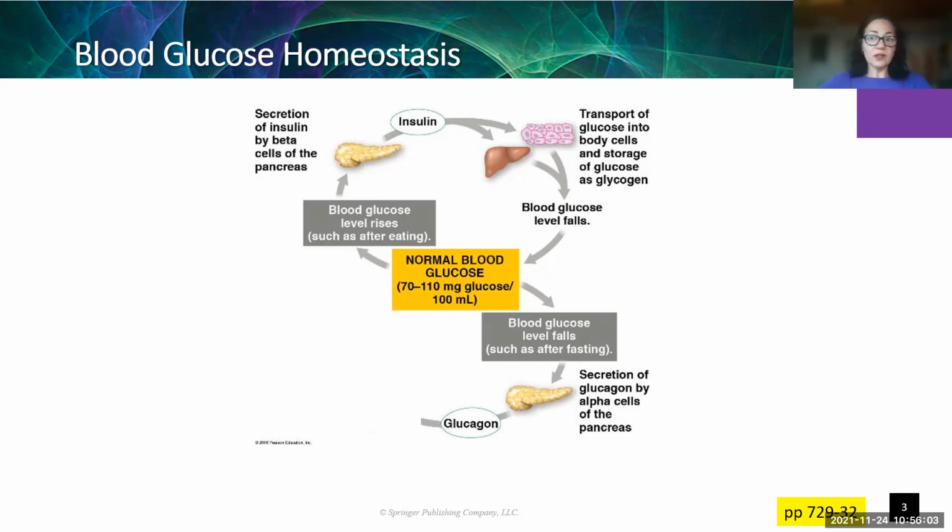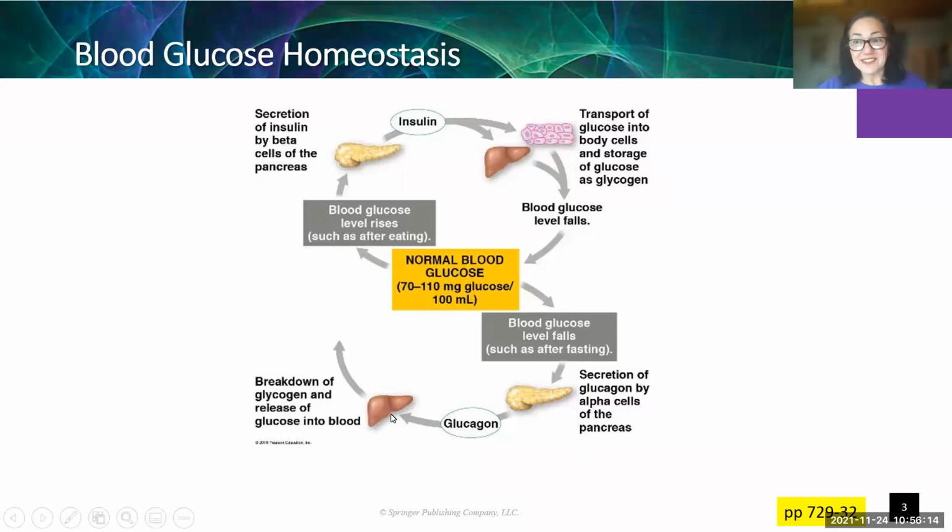And again, it goes all over the body and all the cells are exposed to it, but only the cells with receptors for it are going to respond. And those cells, you guessed it, are in the liver. The hepatocytes are the ones that are going to respond to this signal. And their response is to break down the glycogen.